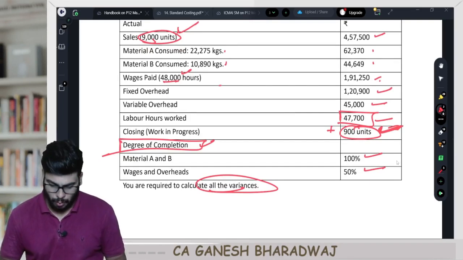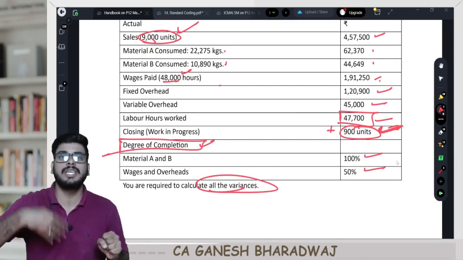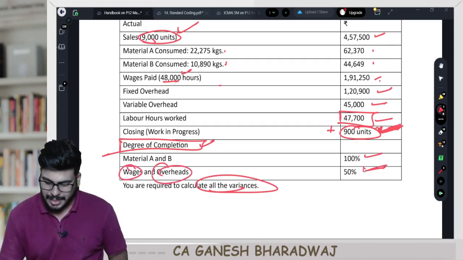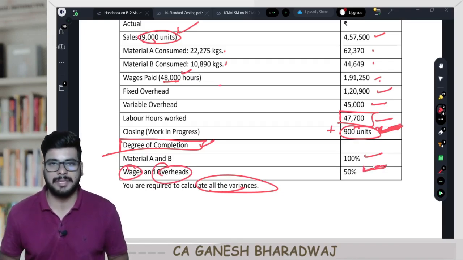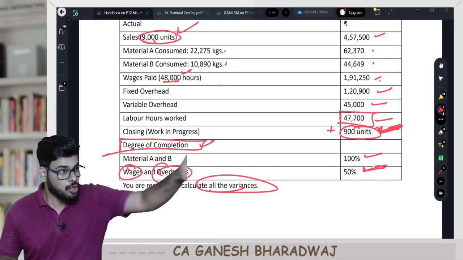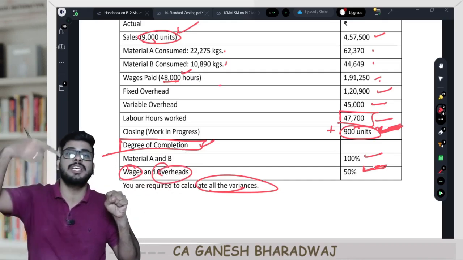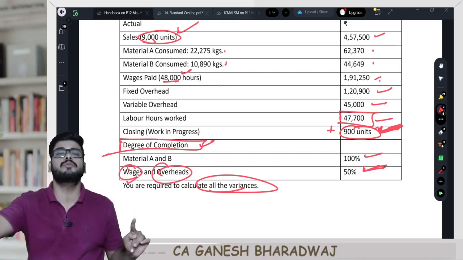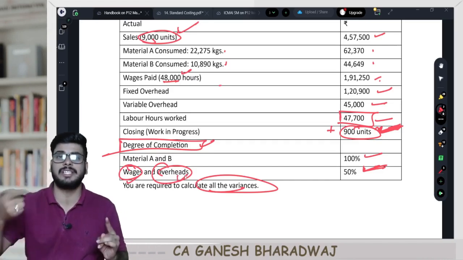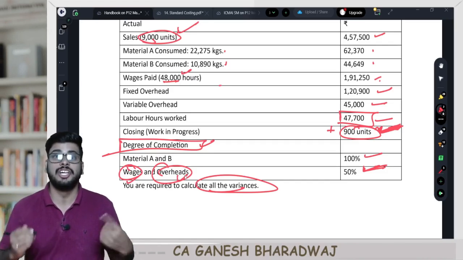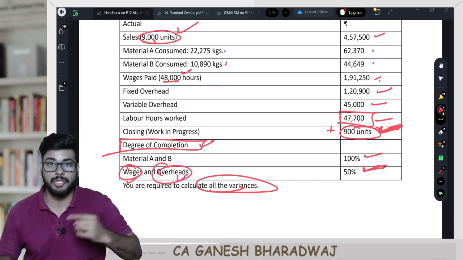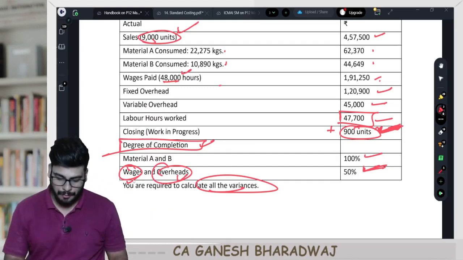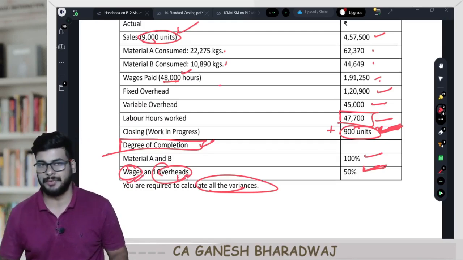These are incomplete units. What they are saying is, with respect to raw material, these 900 units are fully completed. However, with respect to labor and overheads, they are only semi-finished. They are only 50% complete. So using raw material costs, I need to calculate how many equivalent units I have produced. Using wage and overhead costs, I need to calculate how many equivalent units I have produced. So the actual units produced for computing my material cost variance will be different, and the actual units produced for computing my wages and overheads will be different. Are you clear with this?